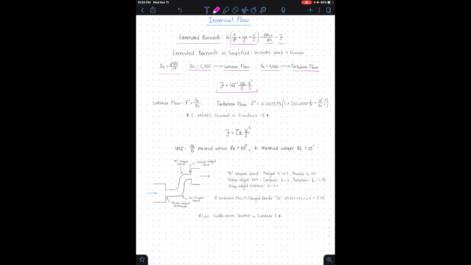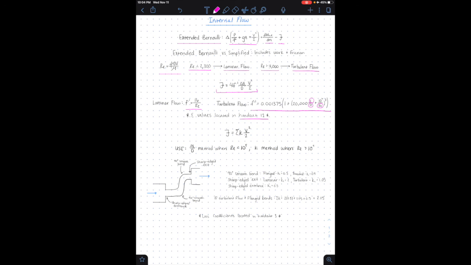For laminar flow, the Fanning friction factor is 16 divided by the Reynolds number. And for turbulent flow, the Fanning friction factor is this longer equation. And the key things to point out in this equation are this epsilon term, which is the roughness, and that's determined by the material of whatever the fluid is flowing through. So these values can be located in handout 12 for common pipe materials. The diameter of the pipe or the thing that the fluid's flowing through, and then the Reynolds number.